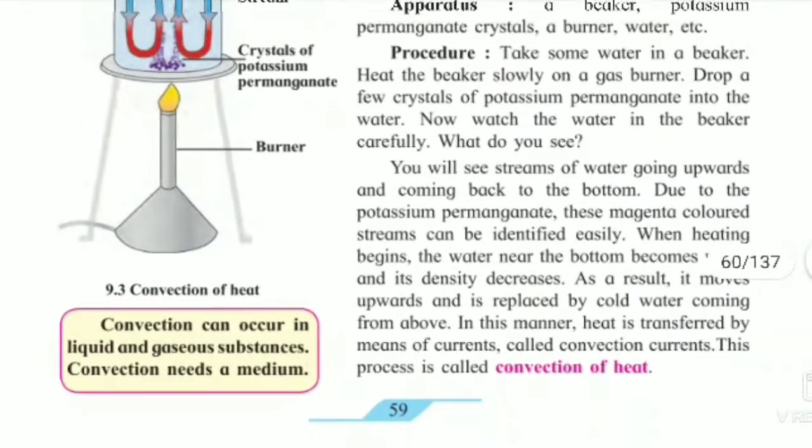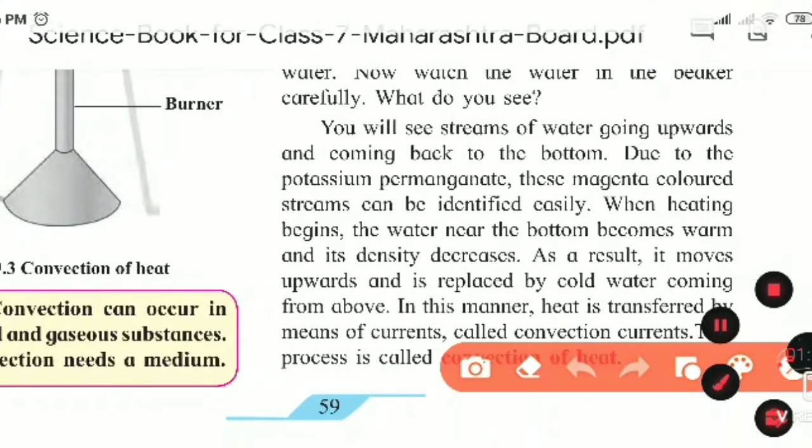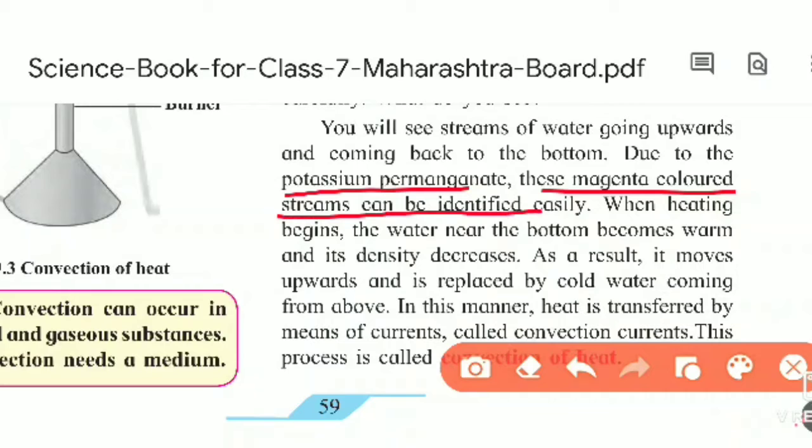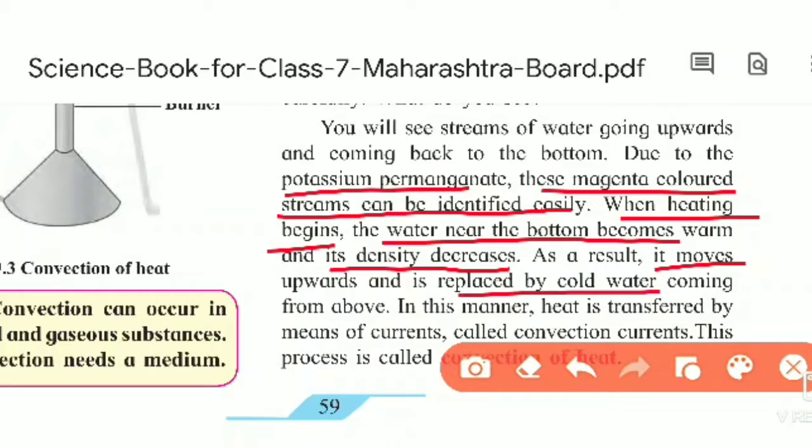So here what is given to us, that is, due to the potassium permanganate, this magenta colored stream can be identified easily. When heating begins, the water near the bottom becomes warm. The water becomes warm and its density decreases. As a result, it moves upside, just now I told you, and it replaces the cold water coming from above.